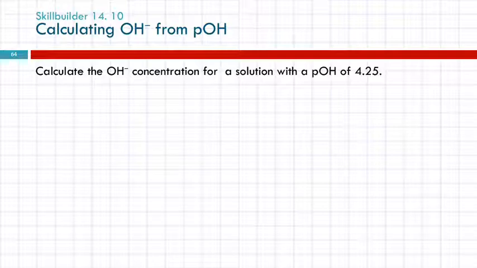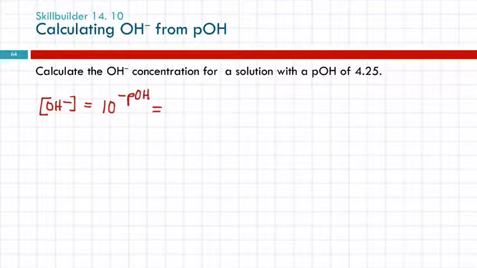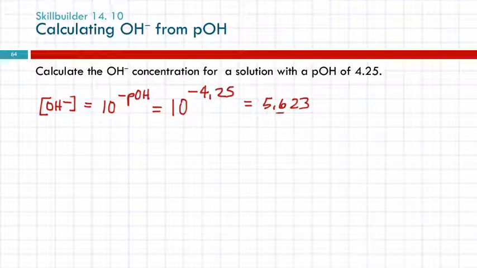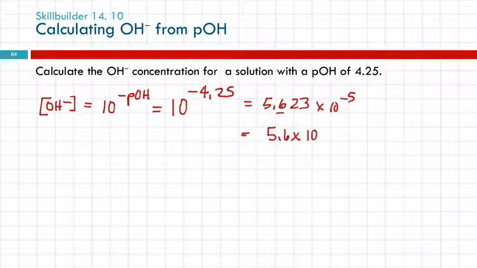So let's do this example. Calculate the hydroxide ion concentration for a solution with a pOH of 4.25. This is just like the question we did with calculating the hydronium ion concentration from the pH. Hydroxide ion concentration is going to equal 10 to the negative pOH. So 10, and the pOH is 4.25, so 10 to the minus 4.25. My calculator shows me 5.623 times 10 to the minus 5. I'm going to round that to 5.6 times 10 to the minus 5 molar.